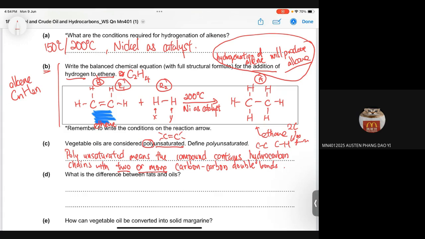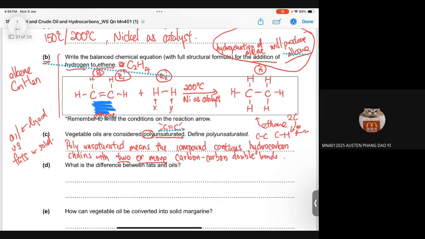So vegetable oils are normally considered polyunsaturated. Now we're going to look at the idea of oil versus fats. Some of you say, I know, oil is generally liquid and fats are generally solid. Actually, all of them are considered lipids. Most of you are bio students. So oil and fats are generally lipids, but what is the difference between them in terms of chemistry?